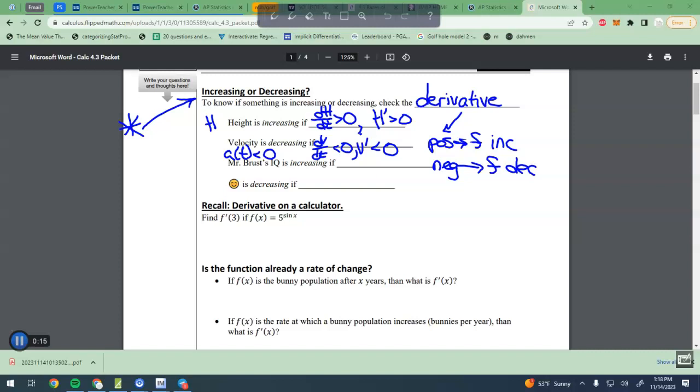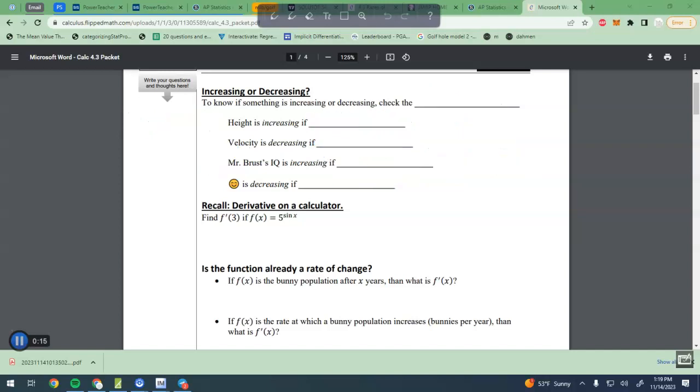Mr. Brust's IQ, I don't know, let's call it Q, would be increasing if dq/dt was greater than 0, or q prime was greater than 0. And then the smiley face, this would be d smiley face/dt is greater than 0. So this is a huge thing. We'll use it a lot. Get used to it.